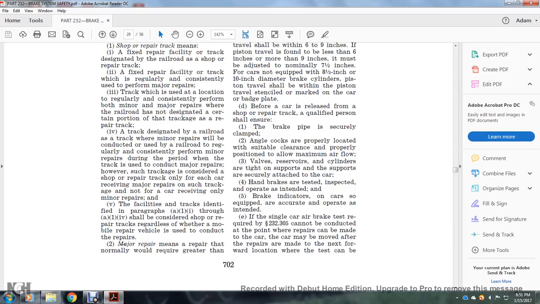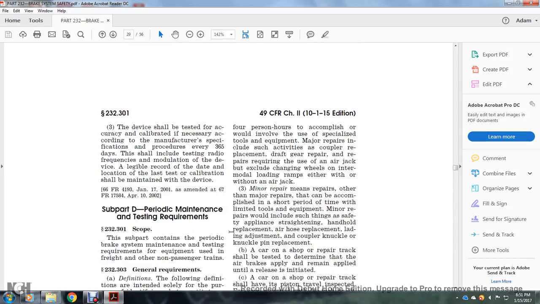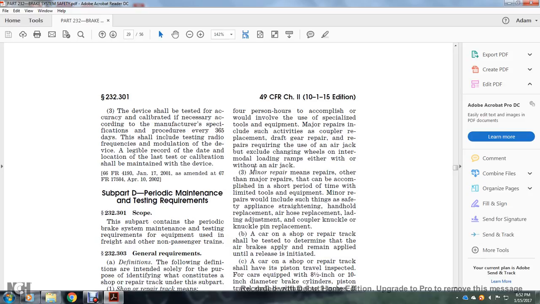Major repair means a repair that normally would require more than four persons to accomplish, or would involve the use of specialized tools and equipment. Major repairs include activities such as coupler replacement, draft gear repair, and repairs requiring the use of an air jack, but excluding changing wheels on intermodal loading ramps, either with or without an air jack. Minor repairs means repairs other than major repairs that can be accomplished in a short period of time with limited tools and equipment. Minor repairs include such things as safety appliance straightening, handhold replacement, air hose replacement, lading adjustment, and coupler knuckle or knuckle pin replacement.